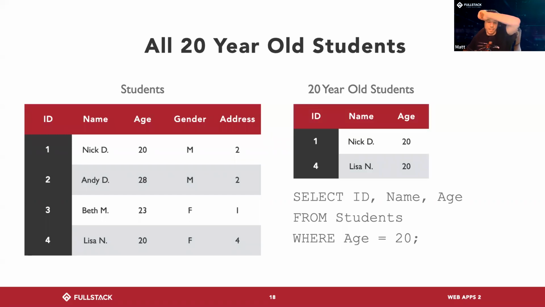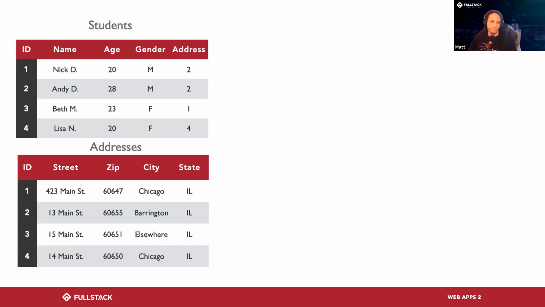And this would be the result of that query. You get another table, like a virtual table, you can think. Okay, it's a smaller one now, but this is what the result of that query would be. Select ID, name, age from students where age equals 20. It does that. Cool? Cool.